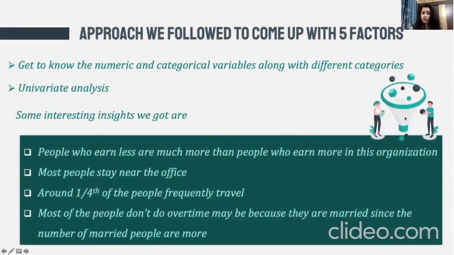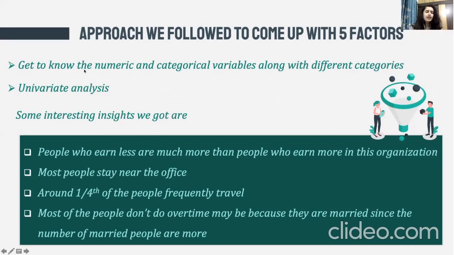In the EDA notebook which we have shared, we have put a step-by-step procedure on how we came up with the 5 factors that affect attrition the most. Since we can't explain everything in 10 minutes, we're only giving a high level overview of our EDA. So I'll talk about the approach that we followed to come up with the 5 factors.